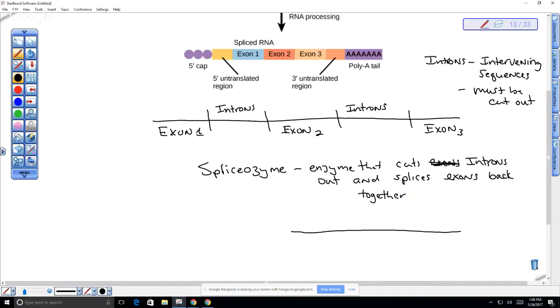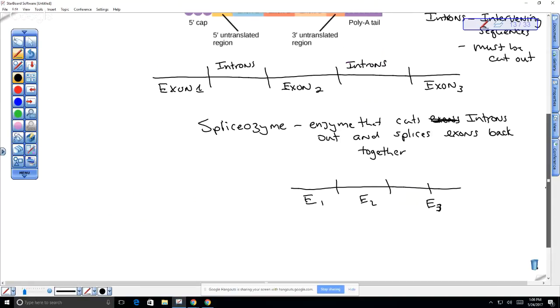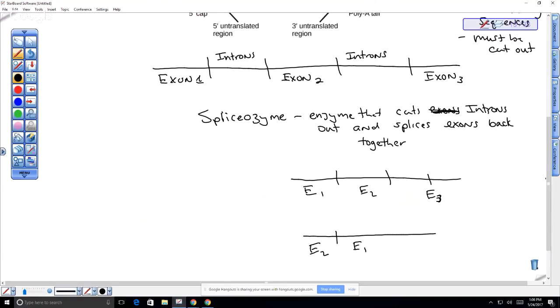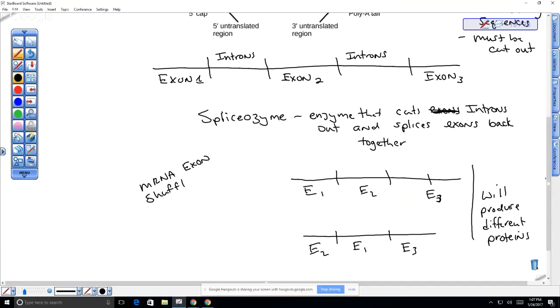So if I'm creating my thing, it can be E1, E2, E3. Okay, so it could be in that order. It could also be E2, E1, E3. So the way it splices it back determines the outcome. So these would produce different proteins. This is what is called exon shuffling. So the exons are shuffled around.